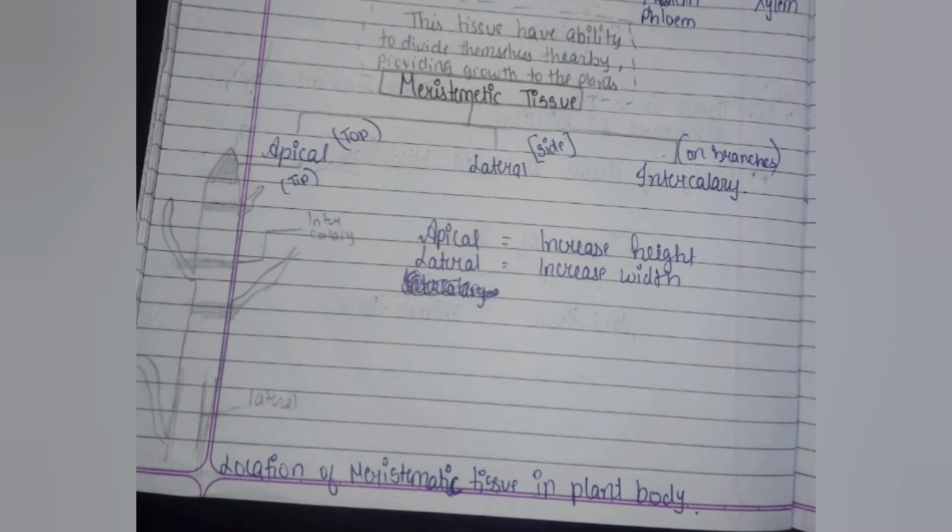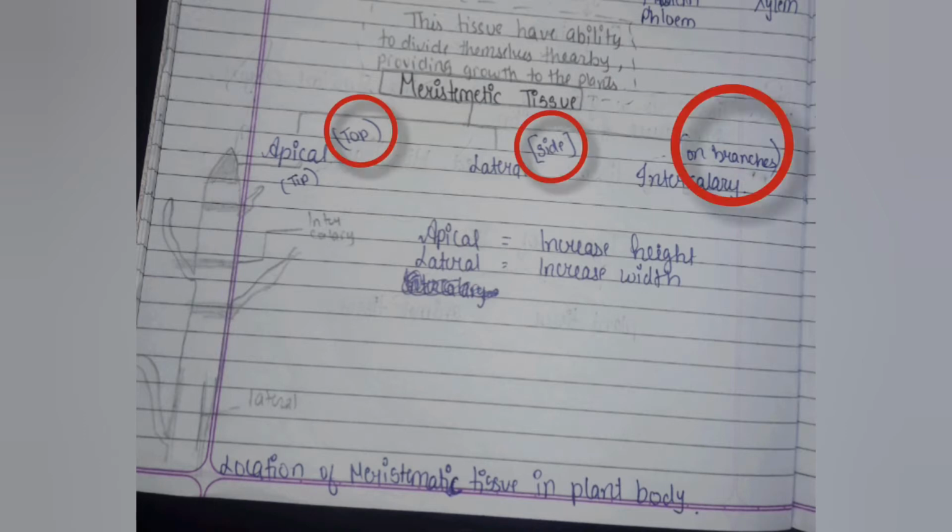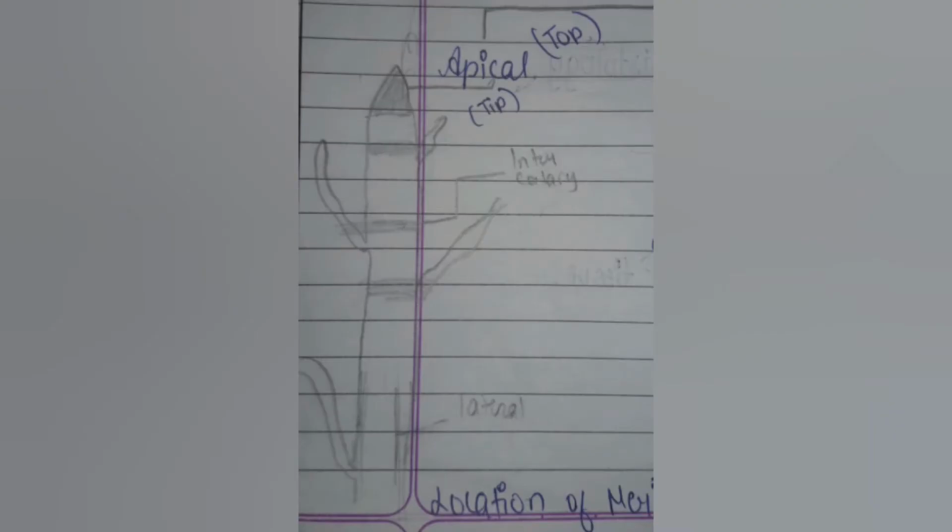Apical means top, remember this small word. Lateral means at the side and intercalary means on the branches. Apical means on top, lateral means at the side and intercalary means on branches. This is the diagram of meristematic tissue. Here lateral is present, over here intercalary is present, and on the tip of the plant apical is present.